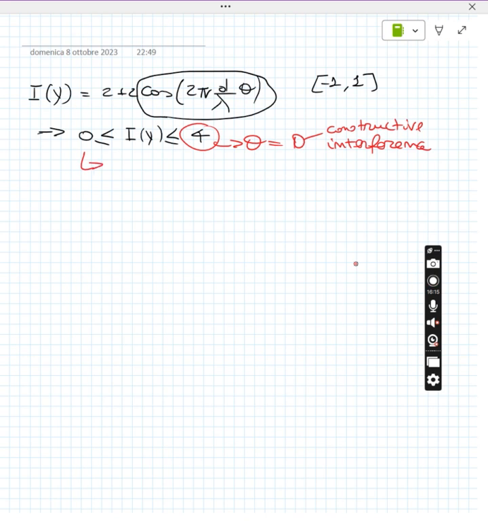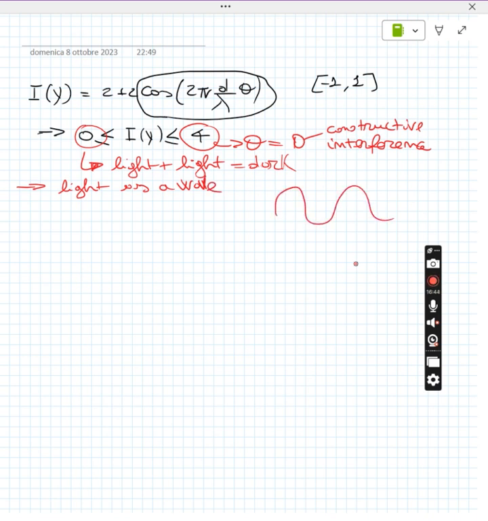But yeah, the question is, how can you explain this result? Like, how is it possible that light plus light equals dark? Okay, this is possible by assuming light as a wave, okay. So when you sum a top and a valley, you actually get 0.